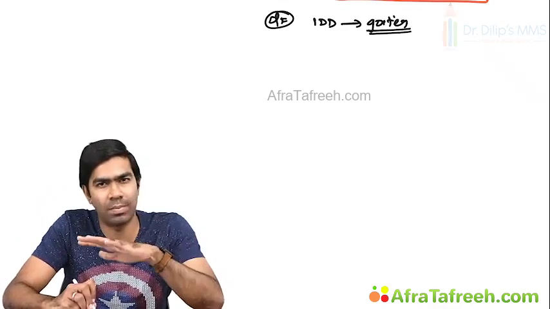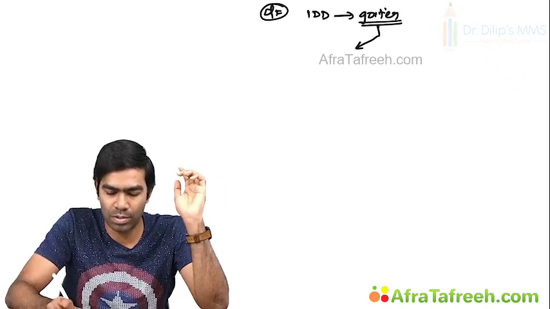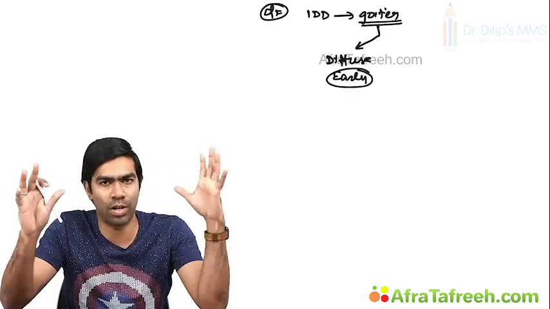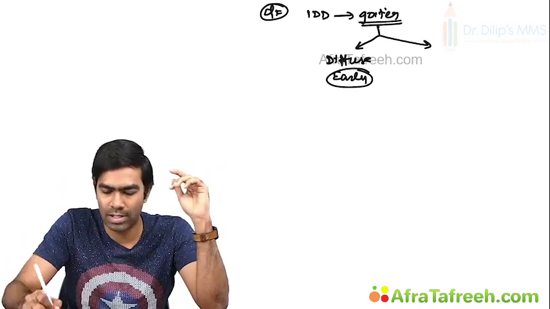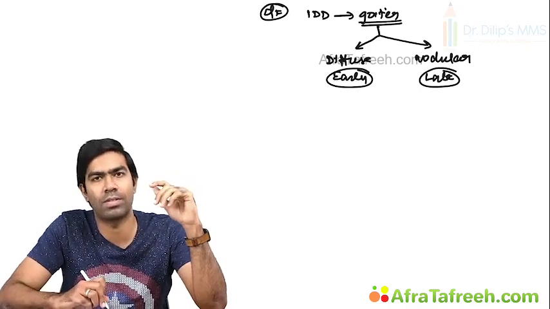Endemic goiter. They typically come with goiter. And this goiter can be of two types. One is a diffuse goiter. That is what you see in early stages. That's a smooth diffuse goiter. But in late stages, they will go for nodular goiter or a multinodular goiter. That's what happens.